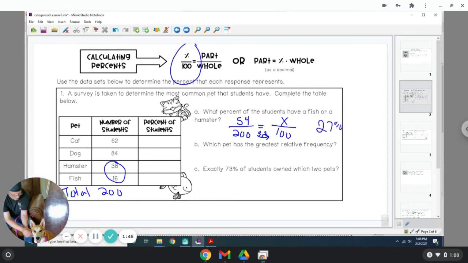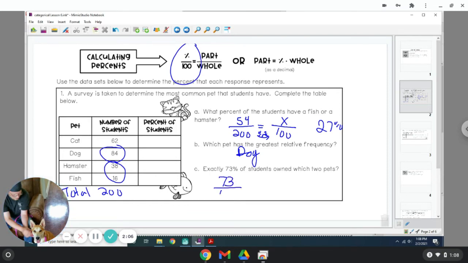So it says, which pet has the greatest relative frequency? The greatest relative frequency would be the number that has the highest. So it would be dogs. It says exactly 73% owned which two pets. So I don't know that, but what I can do is figure out what 73% represents.